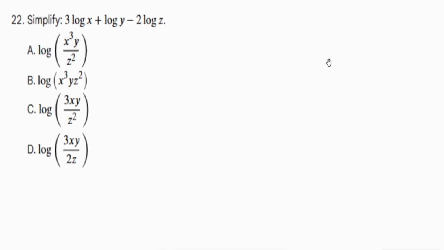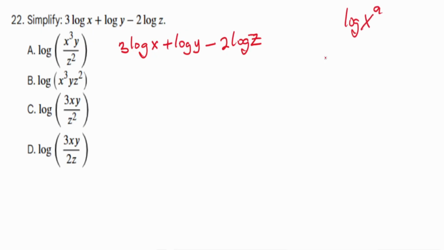It says we should simplify 3 log x plus log y minus 2 log z. I will start by first rewriting the question. The first thing we'll do will be to apply the power rule of logarithm. The power rule says that if we have log x exponent a, this is the same as the a coming here to multiply everything. So that becomes a log x.